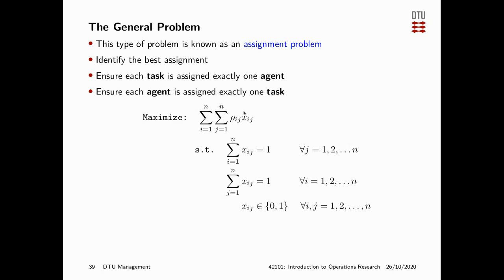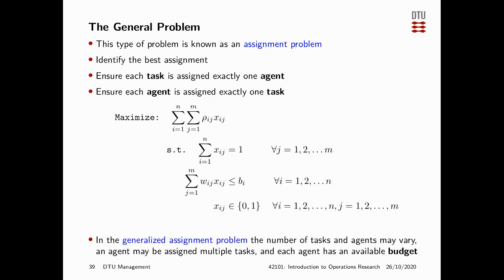In 2 weeks or so, we will revisit the assignment problem and look at some of the structures of this problem and see why it is actually very easy to solve problems of this type. The generalized assignment problem is just a variant of the assignment problem where the number of tasks and agents may vary. So you could have more tasks than employees, for instance.